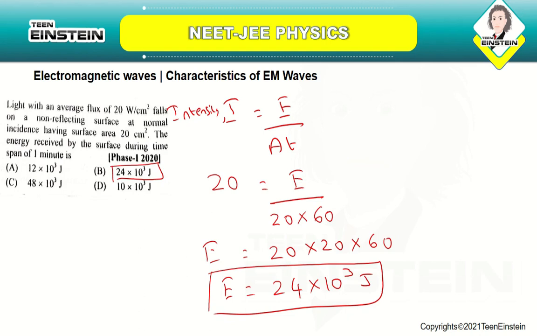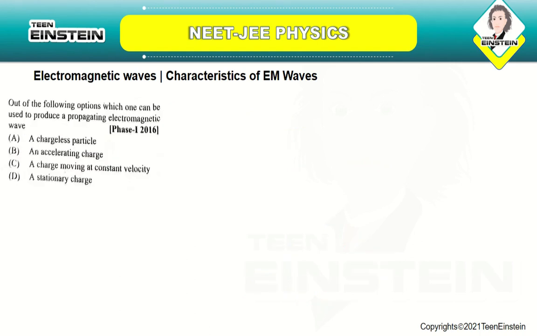So it's a very simple problem. You are just making use of the formula of the intensity, and they are giving you the intensity value as 20, and they are giving you the value of the area and the time. So you are just going to substitute and find out the energy received by the surface. So let us now move on to the next question.